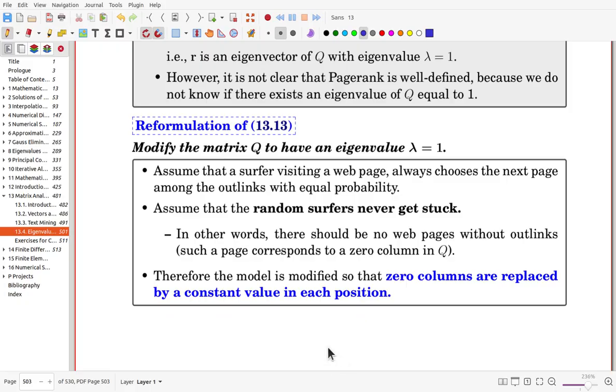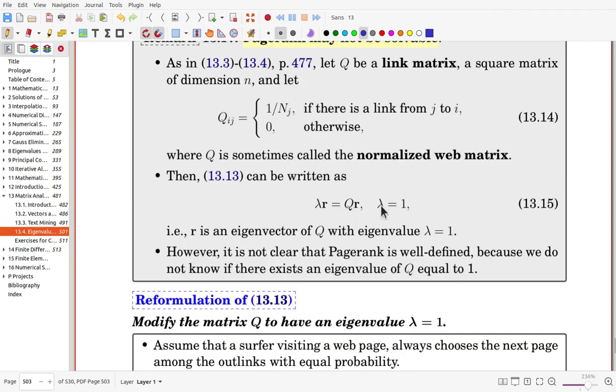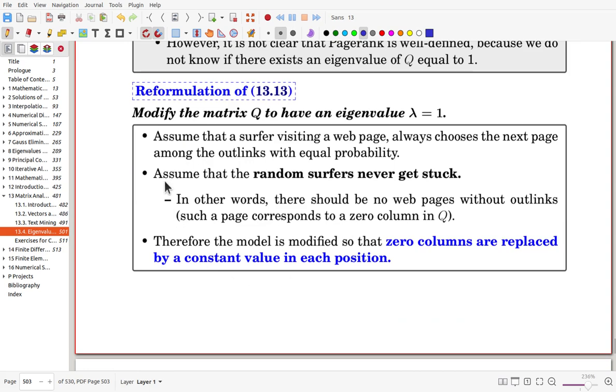In order to do that, we start with this assumption. Assume that a surfer visiting a web page always chooses the next page among the outlinks with equal probability. That is already here, and this one includes that aspect. Now, assume that the random surfer never gets stuck. This assumption is violated, in fact, once Q has a zero column, because then there's no way to go. So the model must be modified to satisfy this. The zero columns are replaced by a constant value in each position, because again it is equal probability, so the value must be a constant.